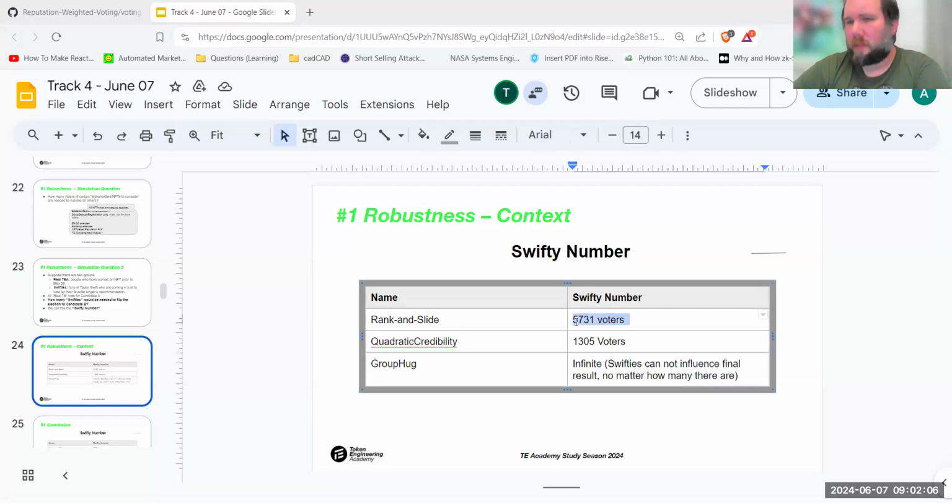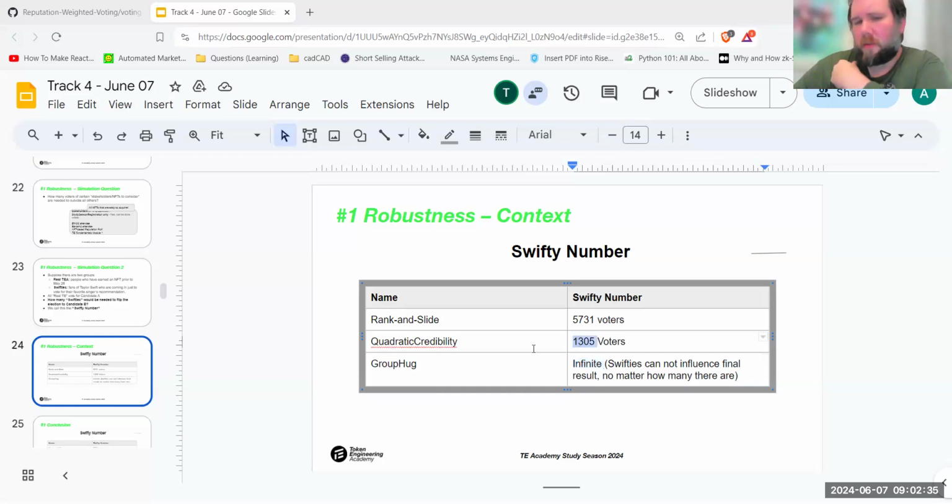Now, this is assuming that the entire community was behind candidate A, and in the future we could do simulations where we made a less drastic initial assumption. But this is decent. If this number were like 100, that would be very bad. And one thing to point out is that the way group hug is designed, it is Sybil proof. So no matter how many Sybils or Swifties come in, it won't be swayed.